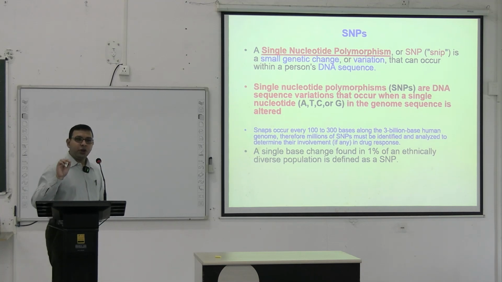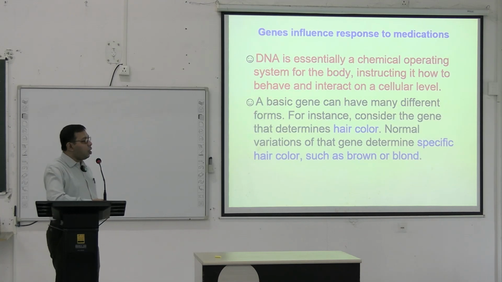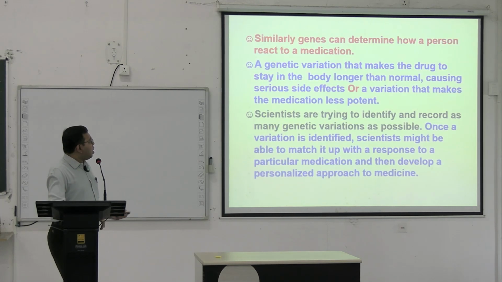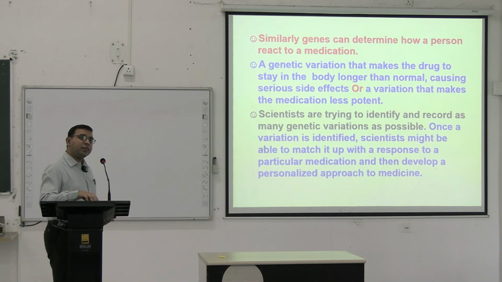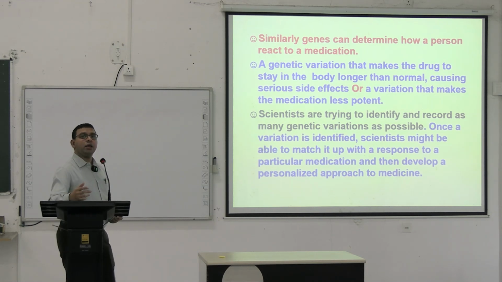This is known as the single nucleotide polymorphism. Now genes influence response to medications, as you have already seen. So genes can determine how a person reacts to a medication. A genetic variation can make the drug stay in the body longer than normal or cause serious effects, or a variation can make the medication less potent. So all this can be captured by examining this single nucleotide polymorphism.